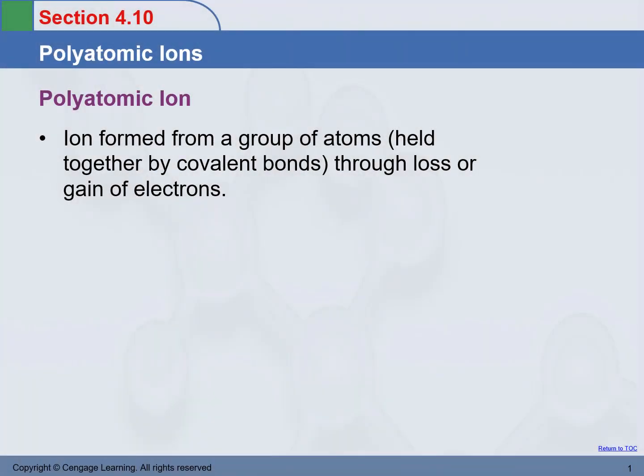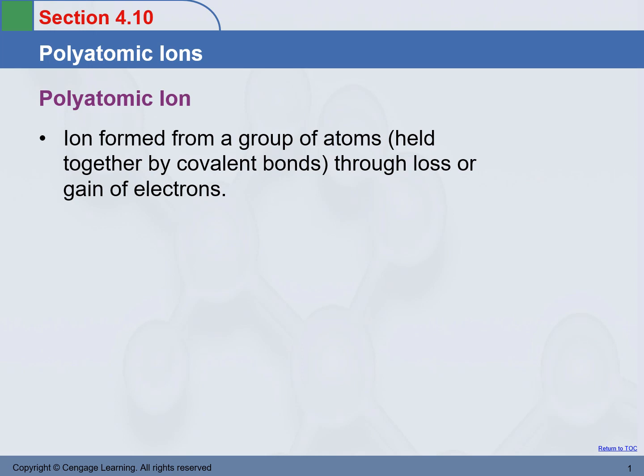Here we go, polyatomic ions, the last topic of this chapter. So far, all the ions we have been talking about are ions formed through the transfer of electrons between individual atoms. An atom either loses or gains electrons and becomes positively or negatively charged. We call those kinds of ions monoatomic ions.